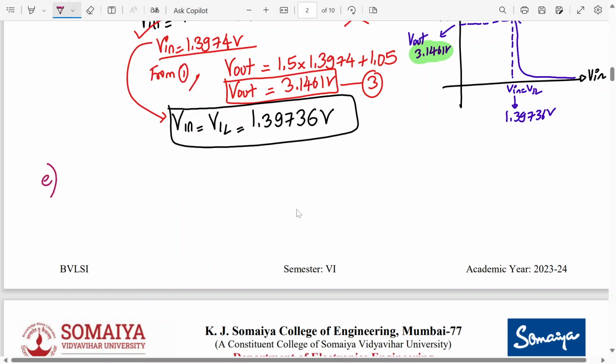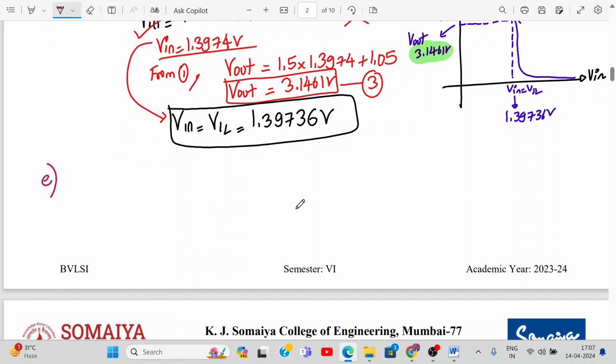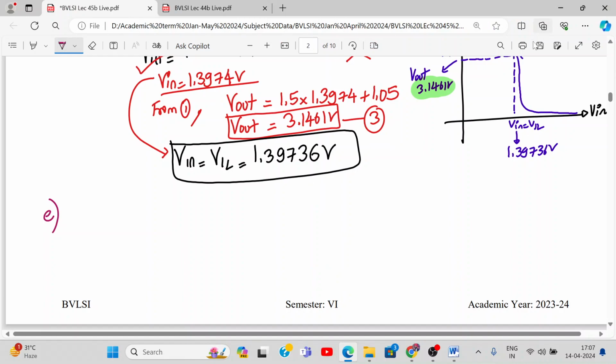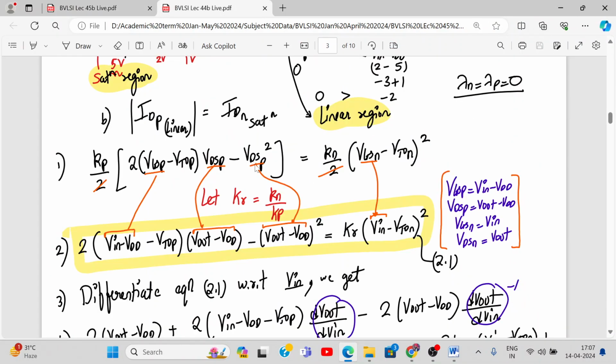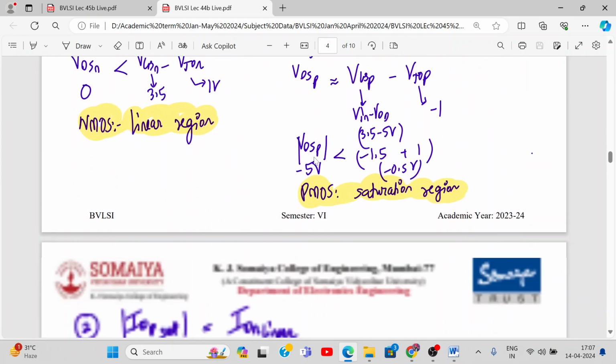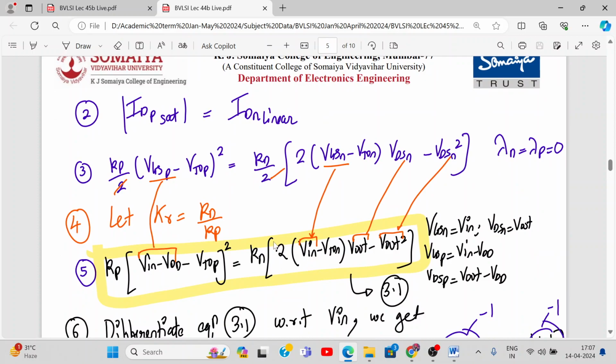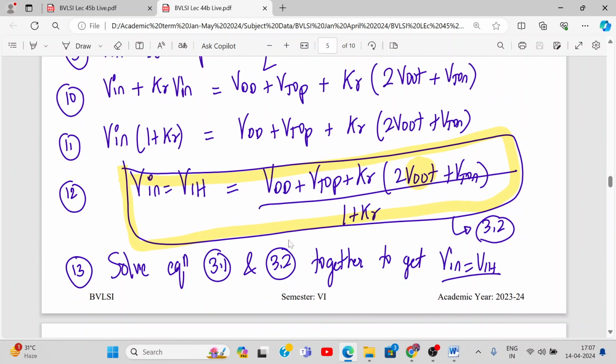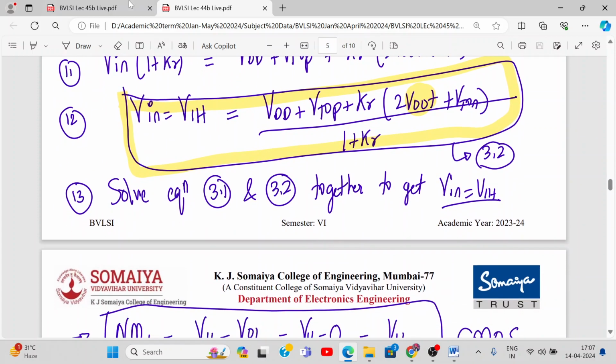For VIH, we have the formula. Let me show it to you. This formula you might have to remember for VIH. We are solving for VIH, so we got this condition. This is the formula which we have to write. So let us write it down.